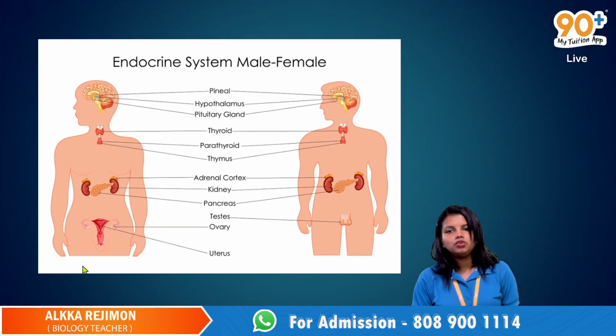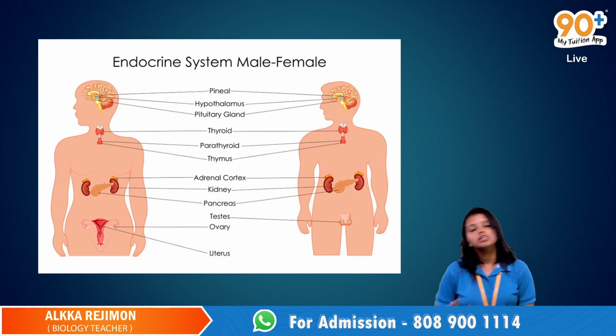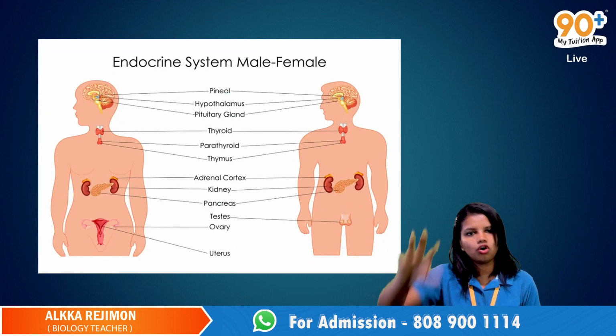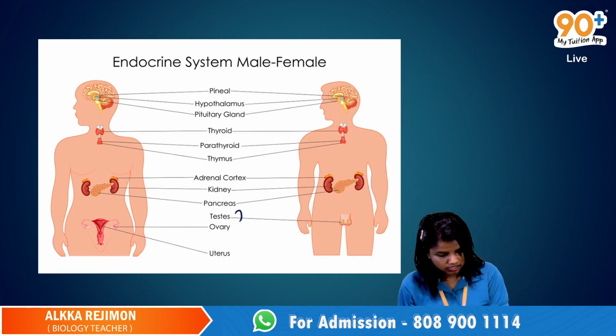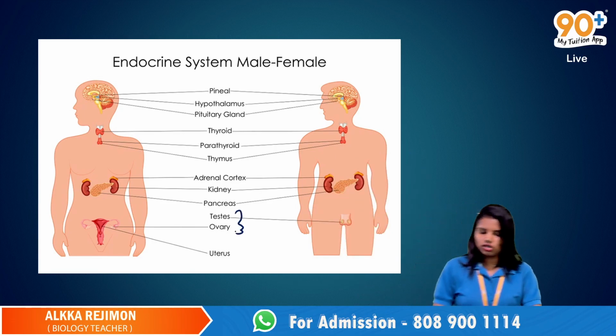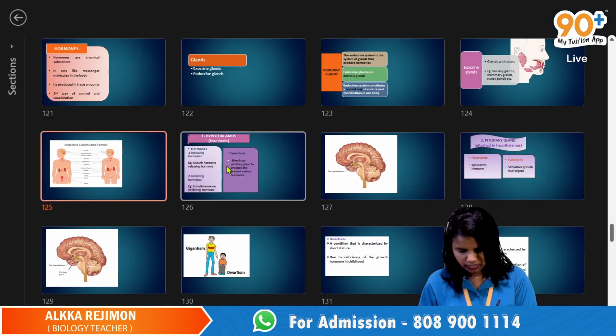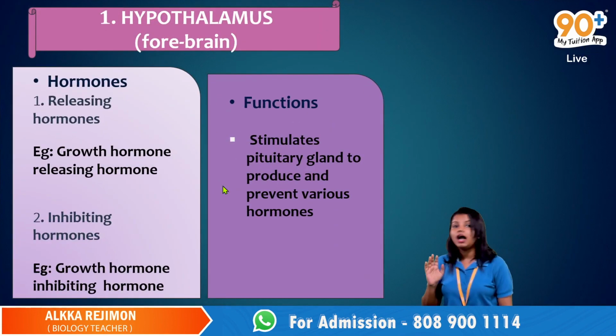And inside the human system, in male and female systems, separate endocrine glands can be seen. Almost all the glands are similar in both sexes, except the testis and ovary. So let's see the glands. The first and foremost gland is the hypothalamus.